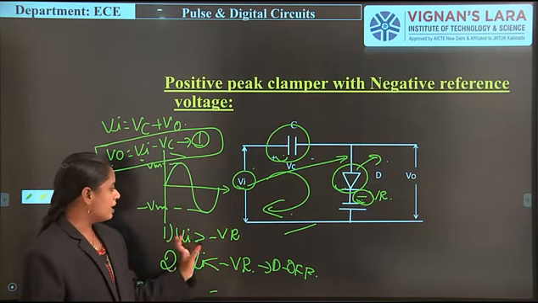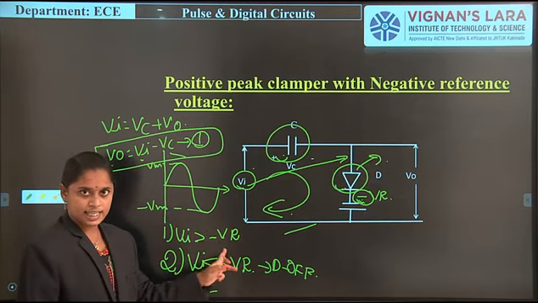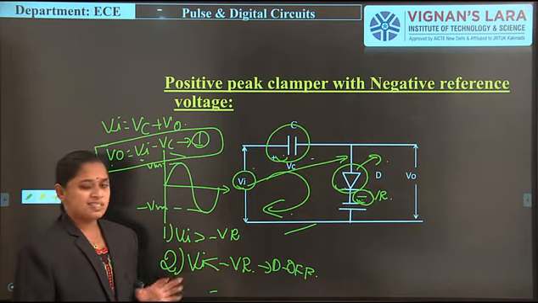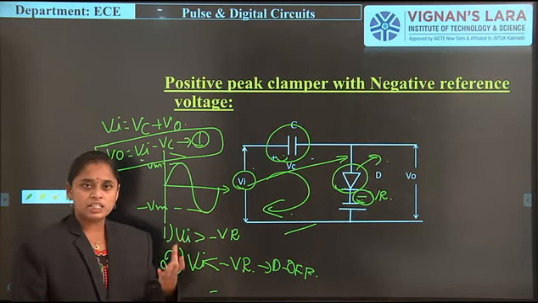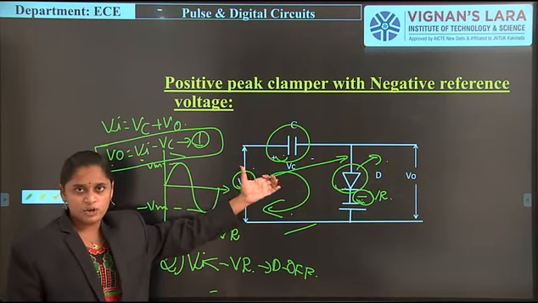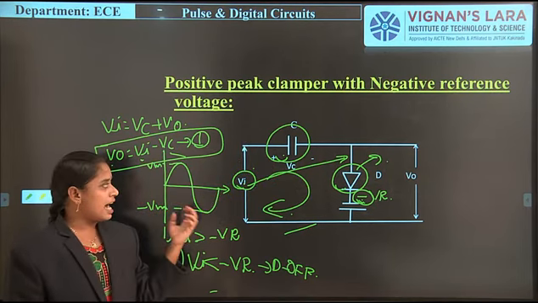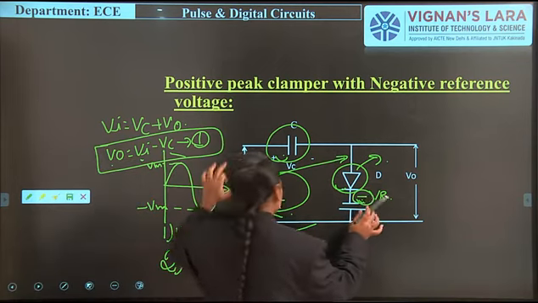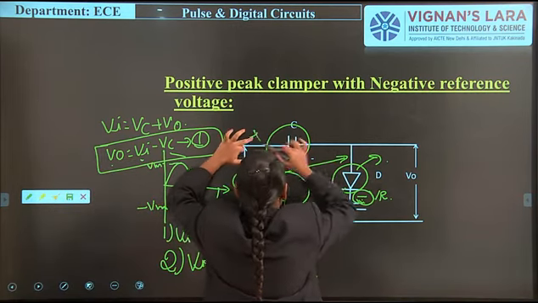First we apply the input voltage, Vi greater than minus VR. In this time the diode is in on condition and the capacitor starts charging, up to the Vc condition. Why? Generally the charging is done up to Vm, but here there is a reference voltage, a negative reference, and this is positive and negative.